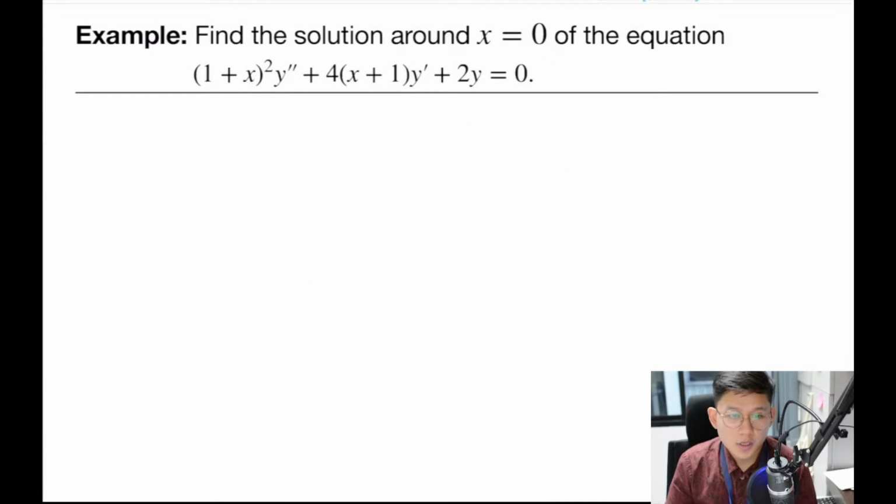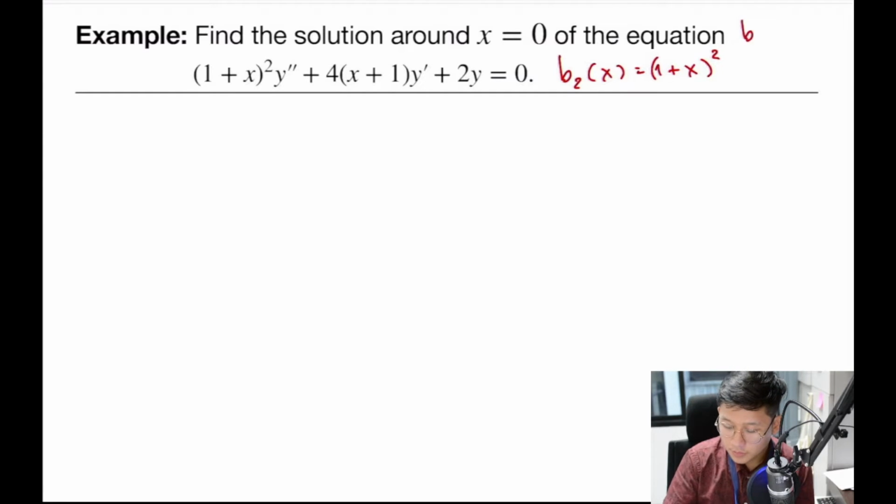Next example, we want to find the solution around x equals 0 of this equation. So we first need to check if b2(0) is not 0. In other words, we want to check if x equals 0 is an ordinary point. Right now let me write b2(x). It is 1 plus x squared. So b2(0) is 1 plus 0 squared, which is 1.